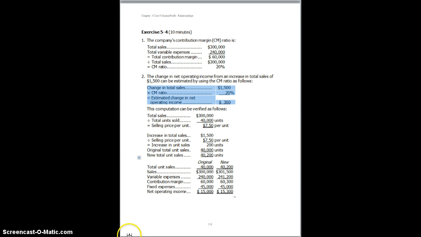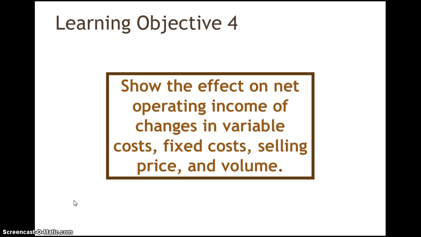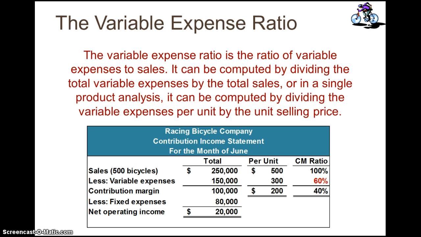This does it for the solution to exercise 5-4. Now we will go back to the lecture. Now we will resume with learning objective 4, which will want to show the effect on net operating income when we change the variable cost, fixed cost, selling price, and volume.